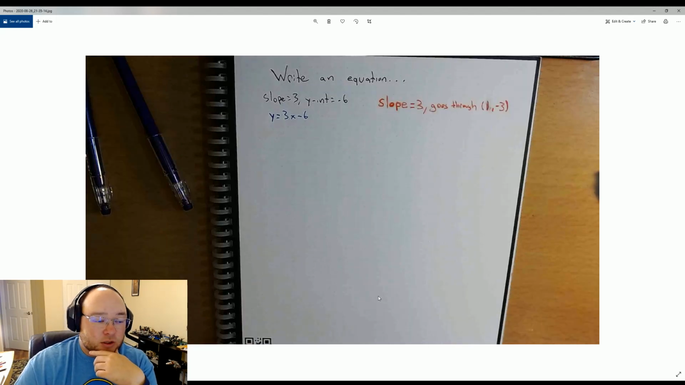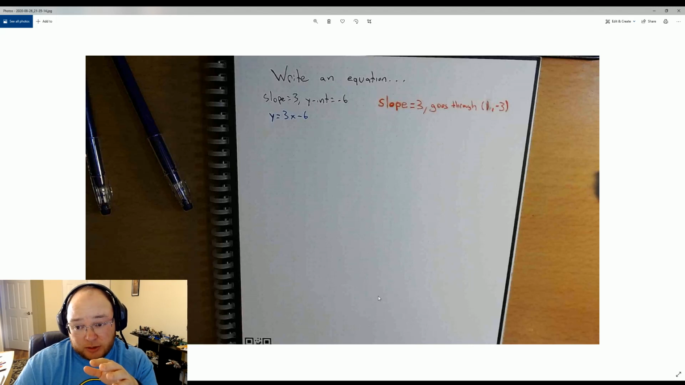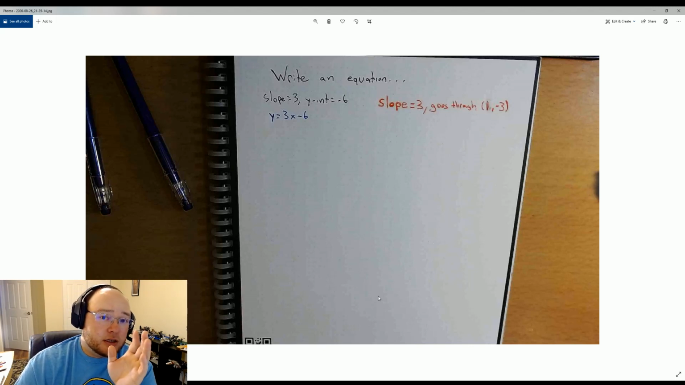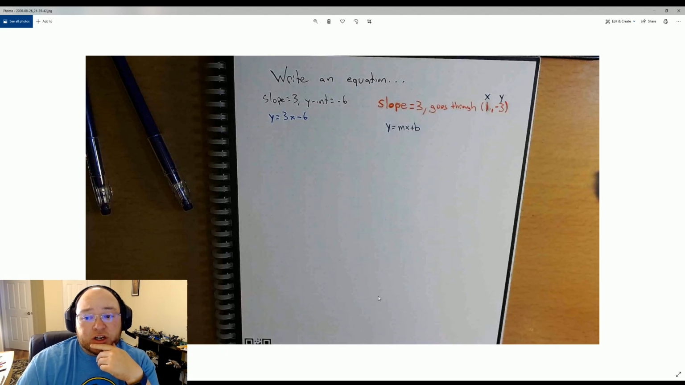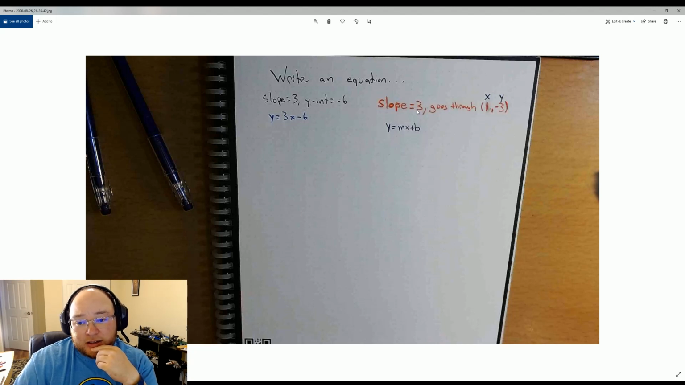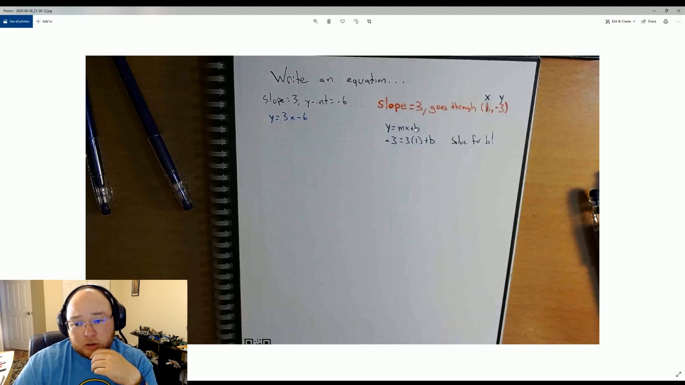Now the next one, I can give you the slope, and then I can give you a point that it goes through. And you've got to do a little bit of algebra now. We know that y equals mx plus b, and we know that points are labeled as x and y. So now we know y, we know the slope, which is m, and we know the x, which goes here. The only thing we don't know is what b is. So we just plug in everything we know, and then we're going to solve for b.